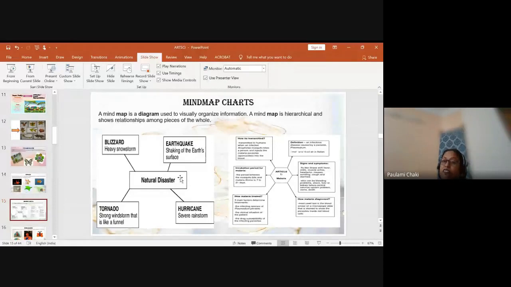Then in grade 10, we have chemical reactions and equations, where they are studying different chemical reactions: combination reaction, decomposition reaction, redox reaction, displacement reaction, double displacement reaction. Now, each of these reactions is very unique. But when they study it, they get all hodgepodge. So let them make a beautiful mind map and study as per the mind map, and see the retention will be much, much better.